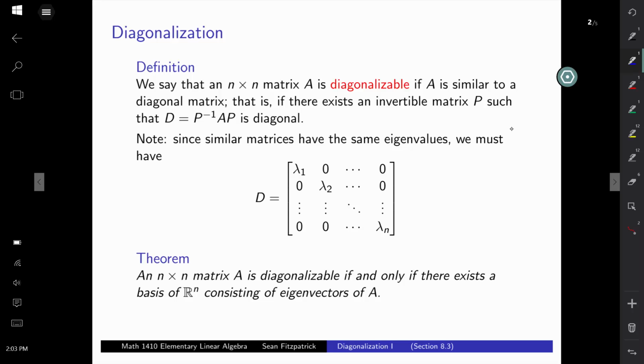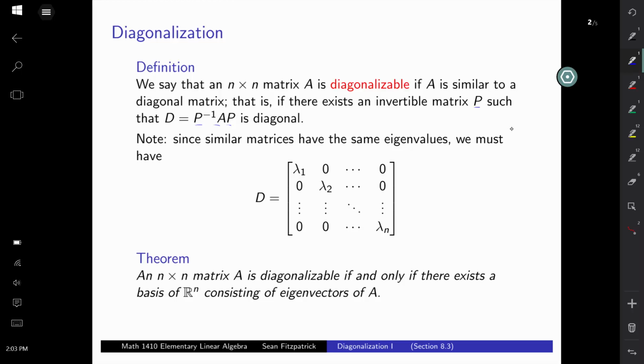So if you can find an invertible matrix P, so that when you do P inverse times A times P, you get a diagonal matrix, right? And so we know that similar matrices have the same eigenvalues, so if A is similar to this diagonal matrix D, then we know that the diagonal entries of D have to be the eigenvalues of A.